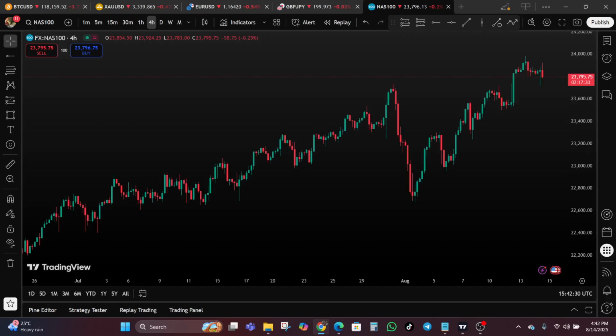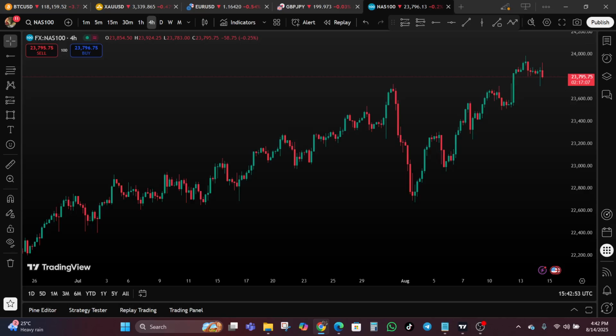This is a step-by-step framework designed to help you trade the Nasdaq 100 index with precision and confidence. All right, we're just going to be breaking down how to read the market, how to identify high probability setups, and execute trades with structure.